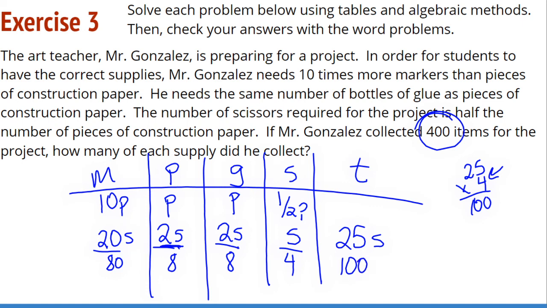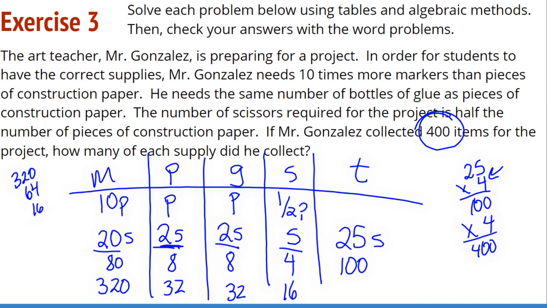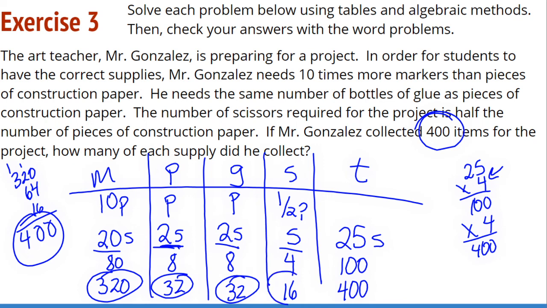Now if I multiply that times 4, I will get 400. So I'm going to do 16, and then I'm going to multiply that times 2 and get 32, and multiply that times 2 and get 32, and multiply 32 times 10 and get 320. And if I add these together, 320 plus 64 plus 16, I get a total of 400 items. And I can see that I've got 320 markers, 32 paper, 32 glue, and 16 of the scissors.